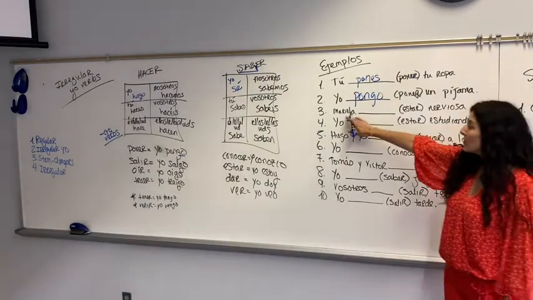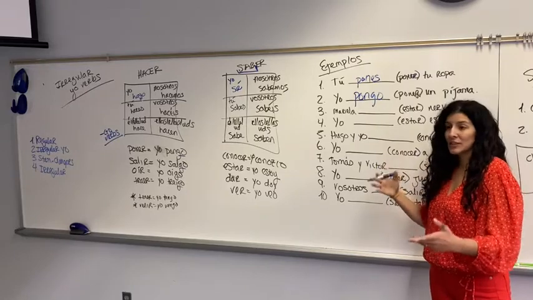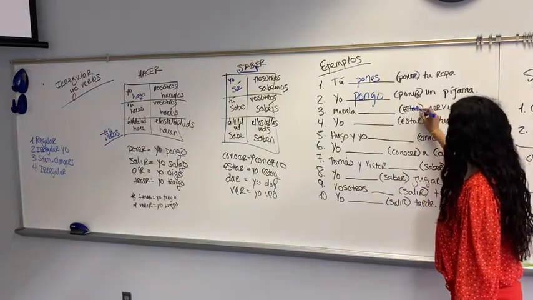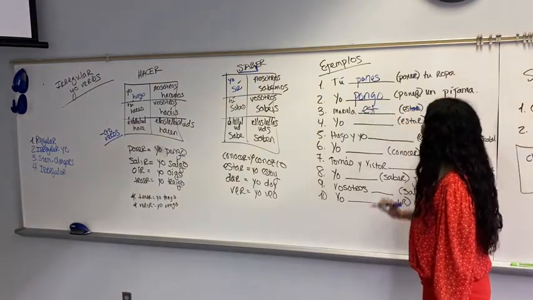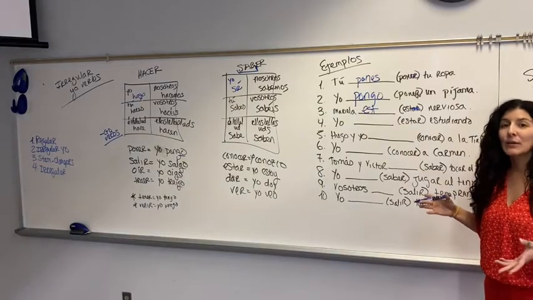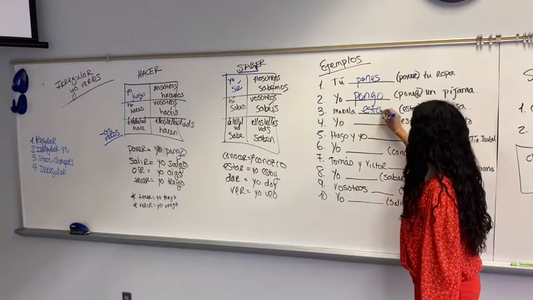Here, again, we don't have a yo. So we know that it's just going to function like a regular verb. So we are going to take off the AR and keep the root, EST, and then we're going to add on the appropriate ending that would go with an AR verb, which in this case is an A.